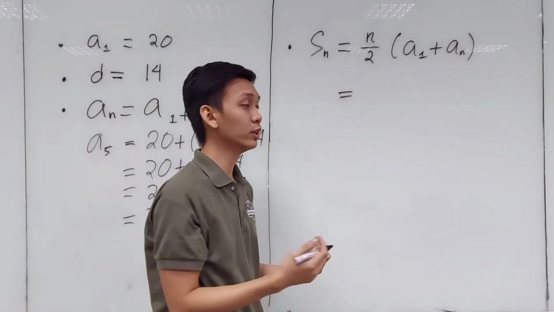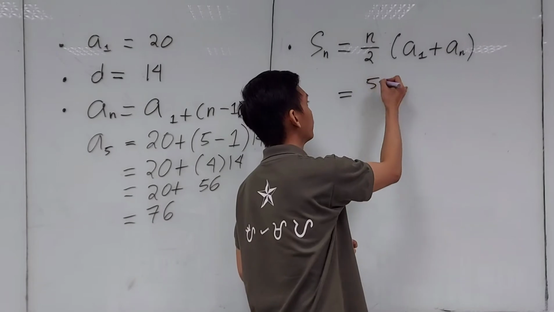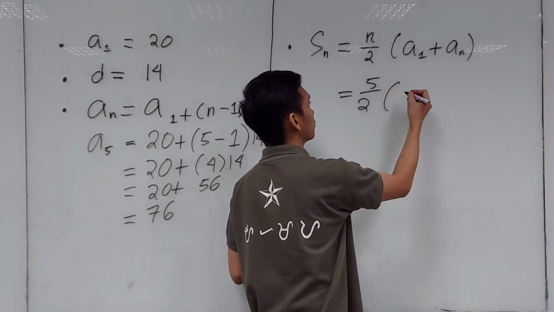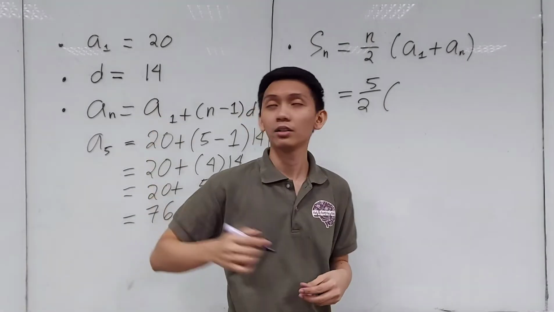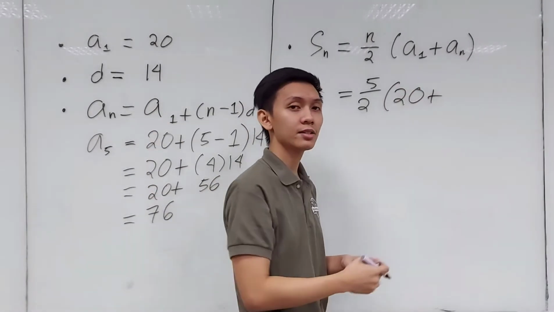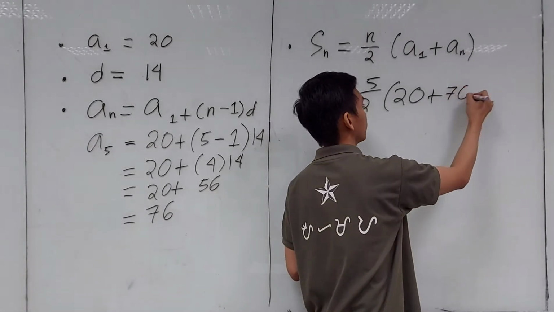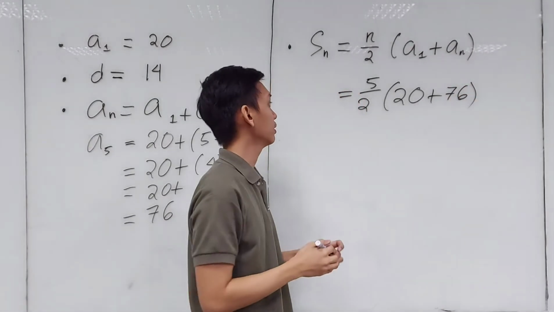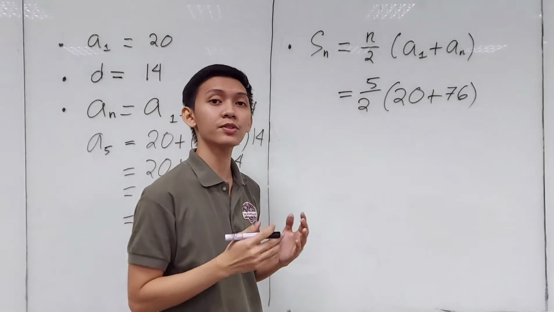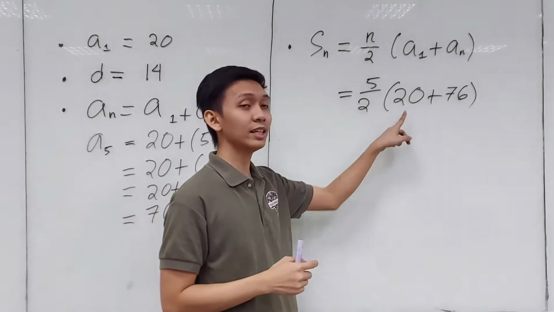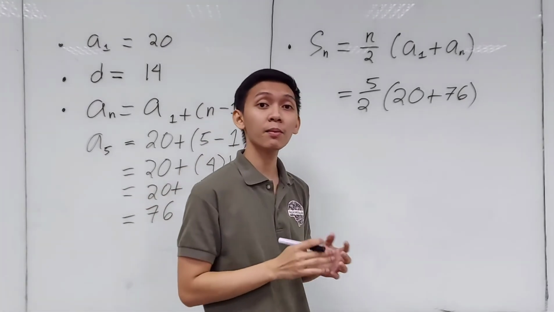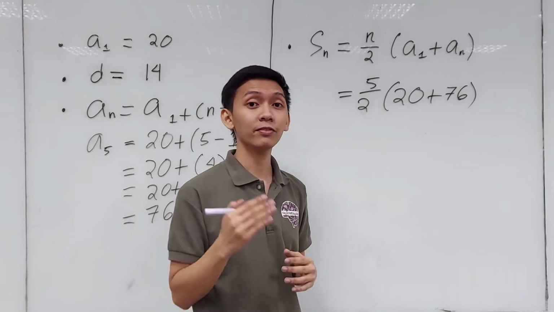n is equal to 5 over 2. a sub 1 is 20. a sub n is 76. Again, 5 is the total number of floors in that 5-story building. 20 is the number of people living on the first floor. 76 is the number of people living on the 5th floor.